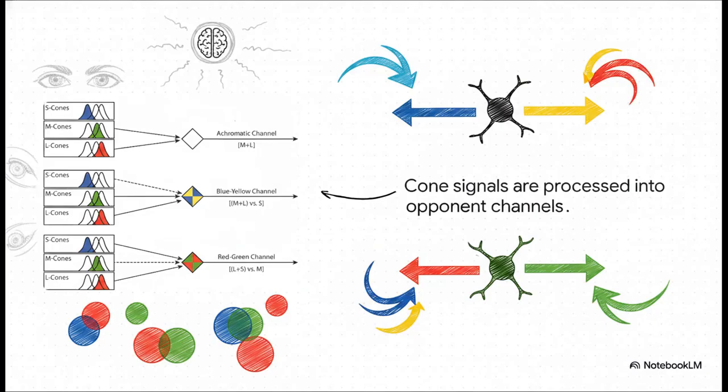Okay, so we have 3 types of cones, right? But they do not act like the simple red, green, and blue pixels on your TV. Instead, they are wired together in this fascinating tug-of-war called an opponent process. Check out the diagram. Notice how the signals are literally pitted against each other. Some cells get really excited by red, but are actively shut down by green. Others get hyped up by blue, but are inhibited by yellow.